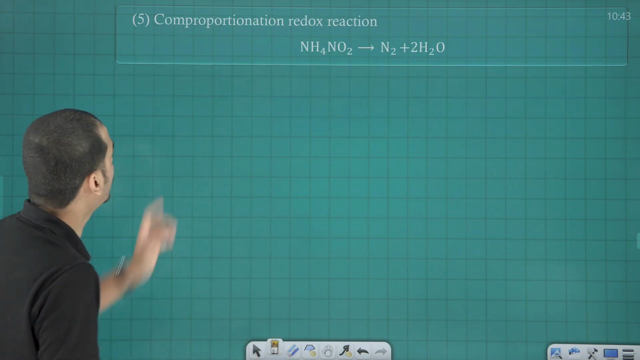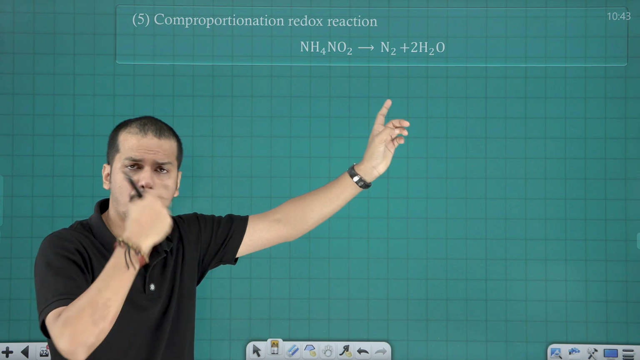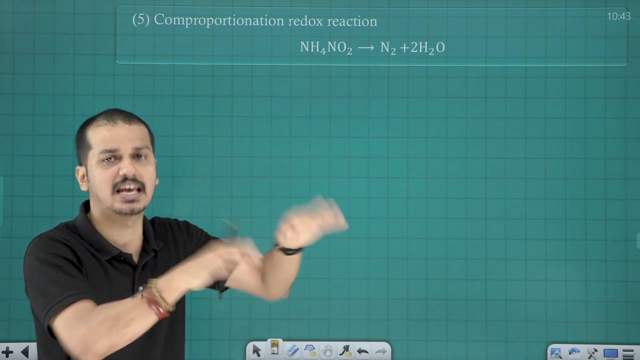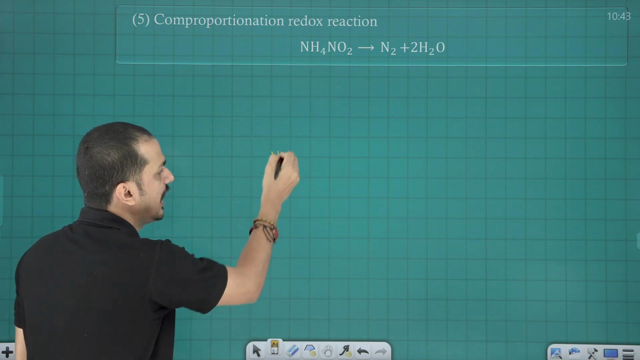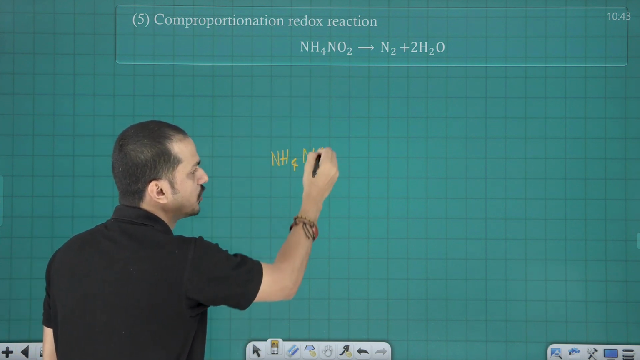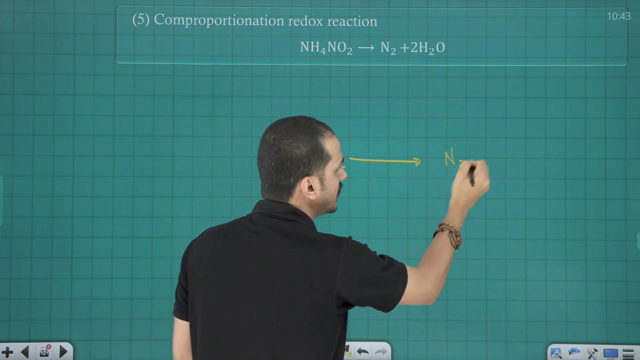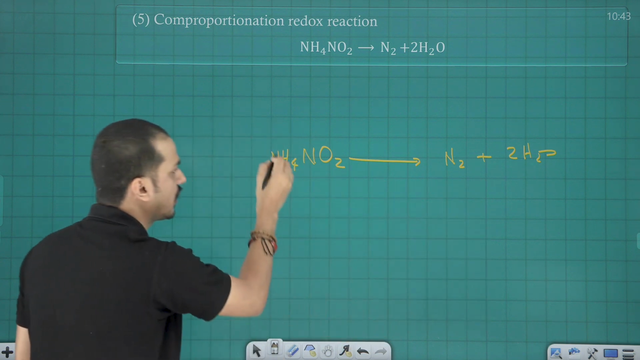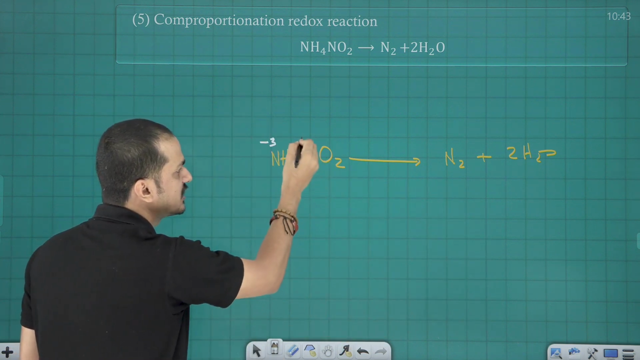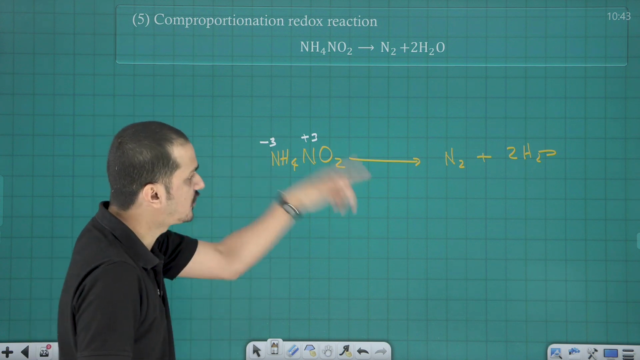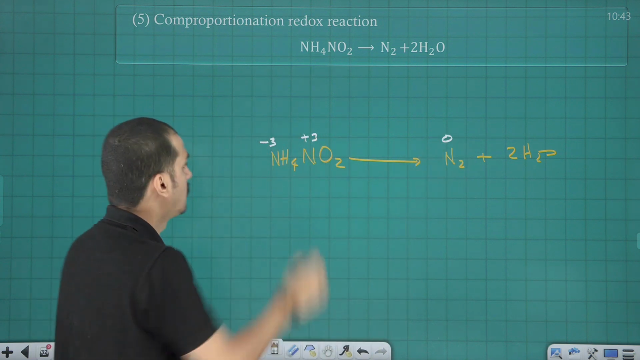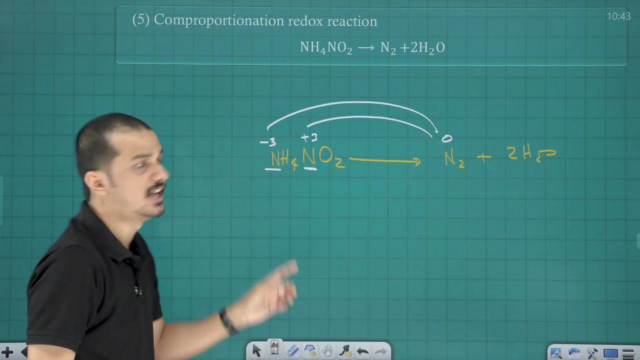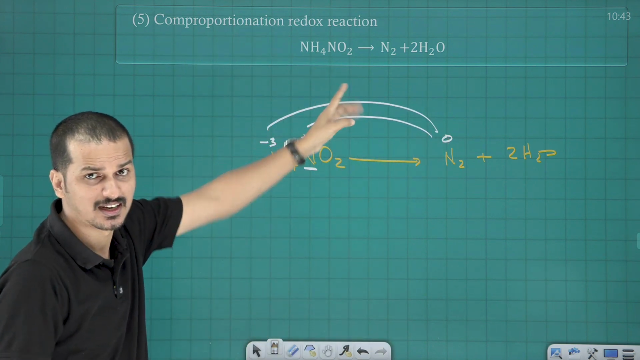Okay, next one, proportionation. It is just the opposite of disproportionation. Here the same element with two different oxidation states comes to the same oxidation state. For example, NH4NO2 undergoes proportionation into N2 plus 2H2O. Here the oxidation state of nitrogen in NH4 is -3 and in NO2 it is +3. After the reaction, the nitrogen oxidation state is 0. So the same element with two different oxidation states comes to one oxidation state. That is called proportionation. Clear?